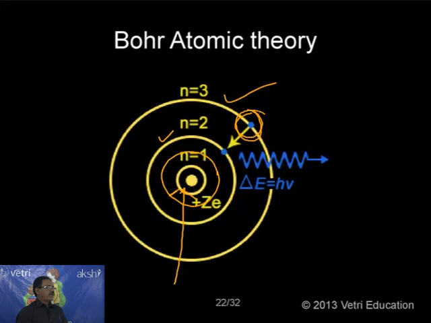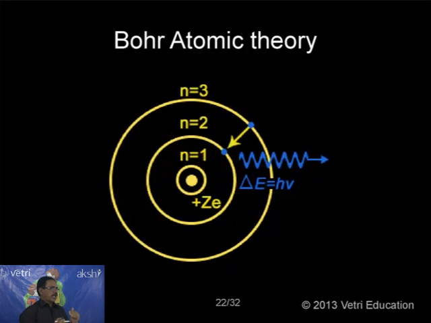After reaching the third level, it will not be stable. So it has to come back to the first or second level. Here I have shown the second, it is coming to the second level. So this difference, delta E, it is given out in the form of an equation, that is h nu equals delta E. This means we can calculate how much energy will be released with the help of this equation. Everything I will be discussing under the hydrogen spectrum. So here is the idea: absorption takes place when the electron moves from lower to higher. Emission takes place when the electron jumps from higher to lower level. This is according to Bohr.